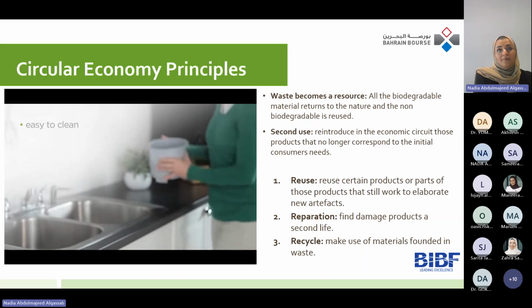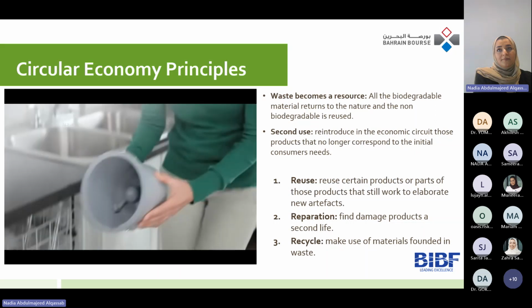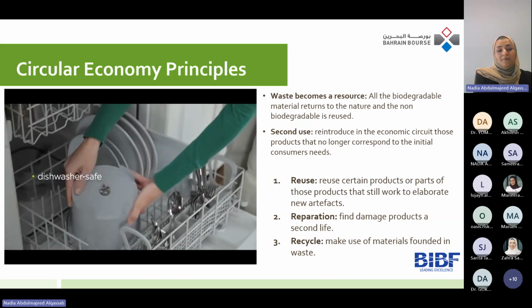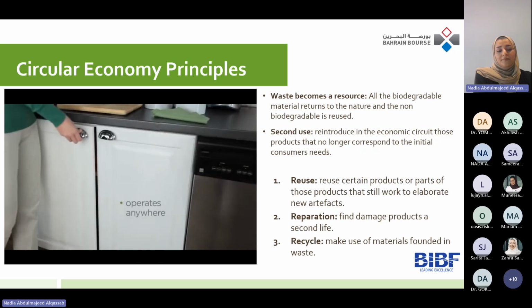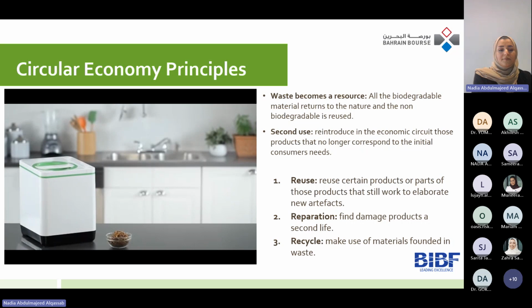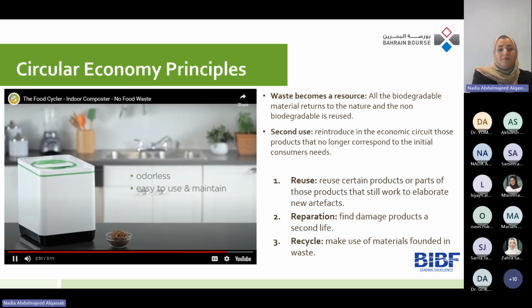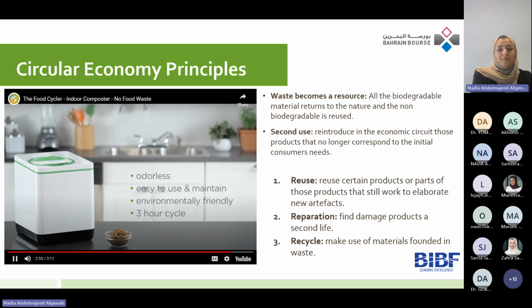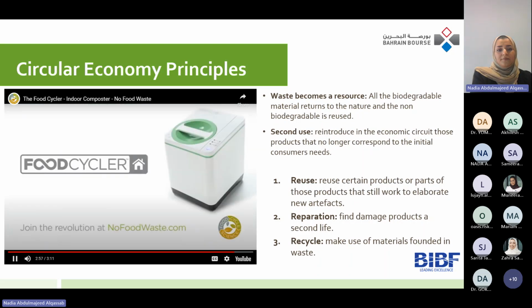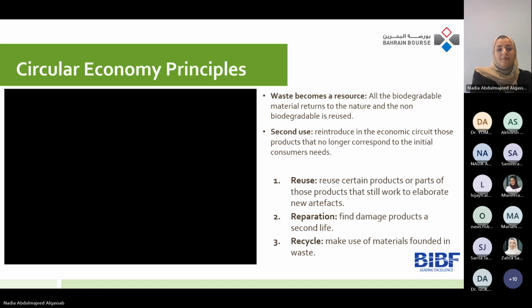Cleanup is also a breeze. The basket is removable for easy cleaning and is dishwasher safe. And the unit can operate anywhere there's electricity. The Food Cycler Home is the only odorless, easy to use and maintain, environmentally friendly, short cycle home composting unit available. So join the revolution.